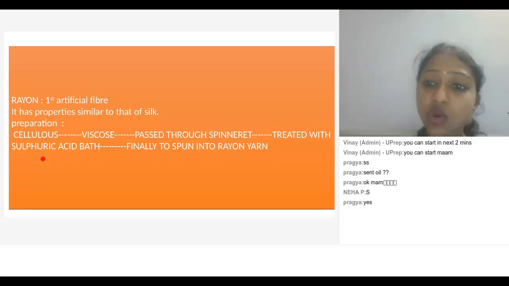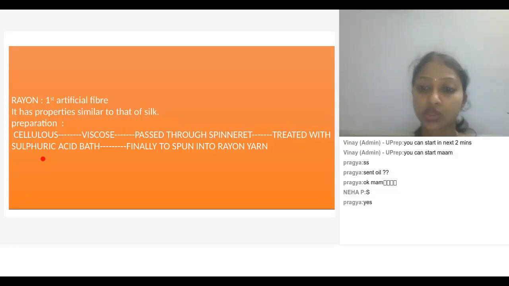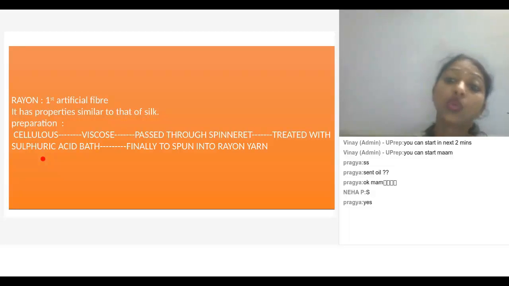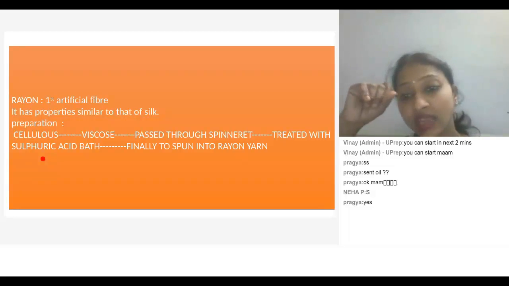They add some chemicals along with the cellulose and convert it into thick viscose. What do you mean by viscose? Don't know, ma'am. Viscose is nothing but, have you seen honey?